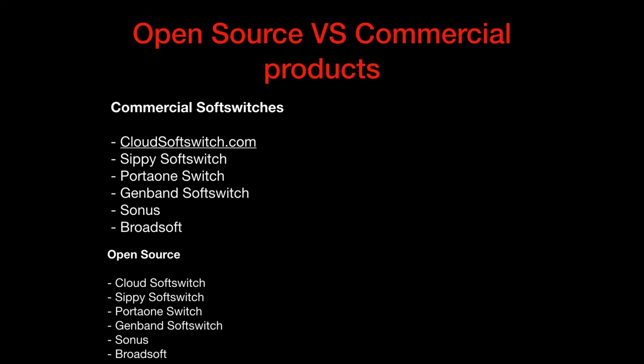You just subscribe, pay a monthly fee, and you're done. SIP Softswitch is also another great product, and it has all the robustness and the security features that you need in order to run a Class 4 and Class 5.